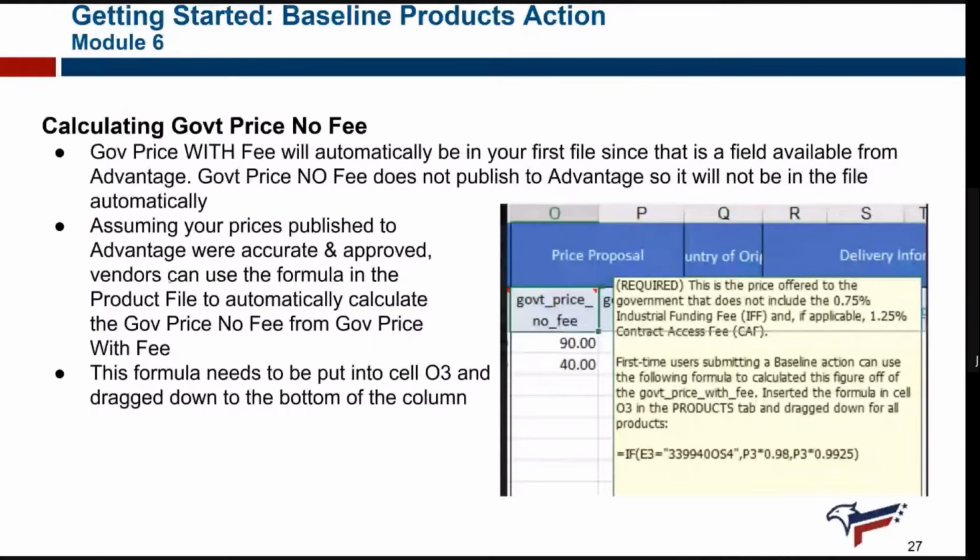Now, quick note, this calculation is found within the product file template. So guidance is available within the file itself to help you. However, since this is a required field that is not pre-populated, I just wanted to highlight it here, just in case you're going through your baseline submission and you're like, oh, why am I getting a validation error for this? I wasn't aware of it. This is just to bring light to calculating that government price with no fee for you.